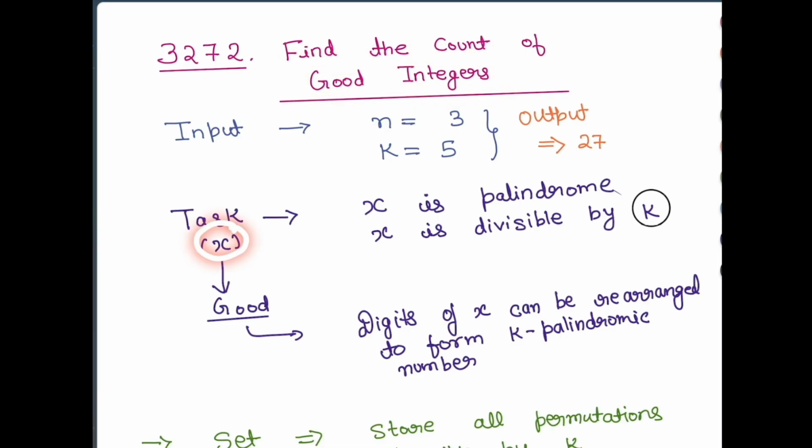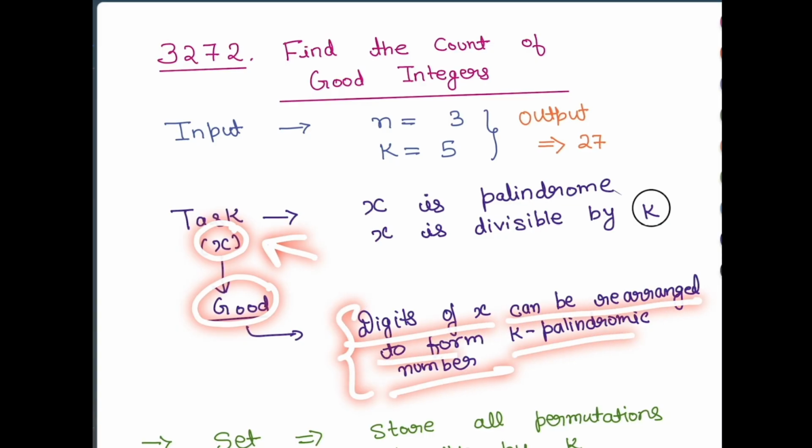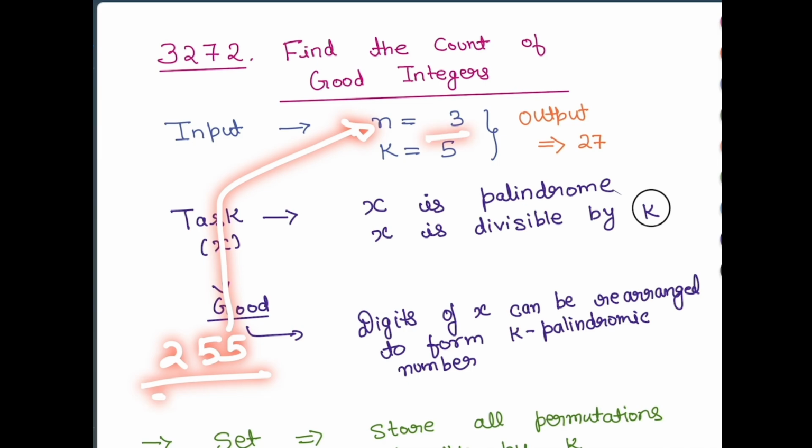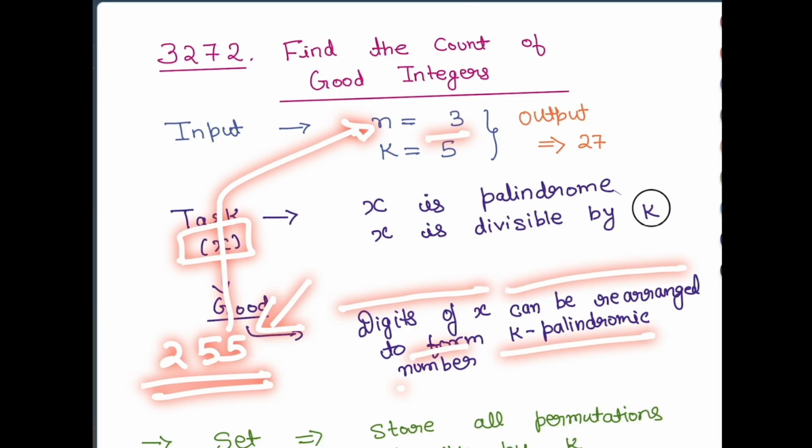So any number x is considered a good number when the digits of your number x can be rearranged to form a k palindromic number, right? So it means that if you have a number, let's say 255, first of all, it should have n digits, right? So it is having n digits, n is 3, so it is having 3 digits. Now this number is x, for example, if this number is x, in this case, the digits of your x, that is 255, if that can be rearranged to form a k palindromic number, then this is a good integer and you are going to count it.